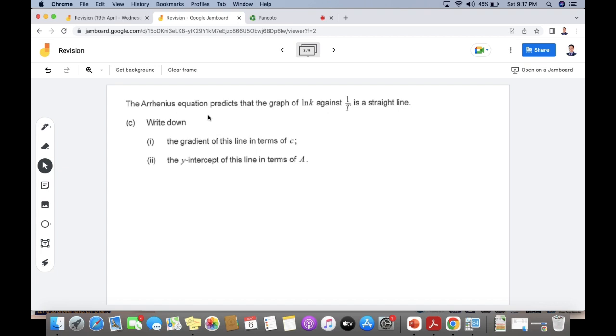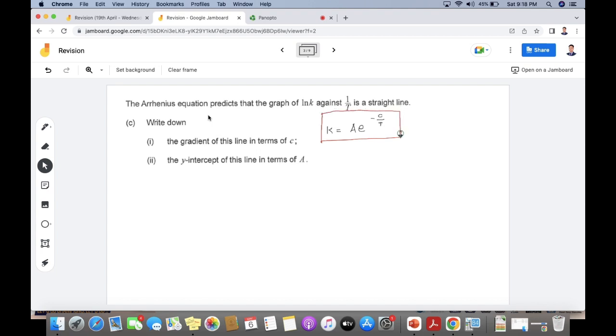Okay? So the Arrhenius equation predicts that the graph of ln k against 1 over T is a straight line. Write down the gradient and the y-intercept. Now, let's go back to the given. If you recall, the given is k equal to A times e raised to the power of negative C over T. Let me enclose it with a red box.